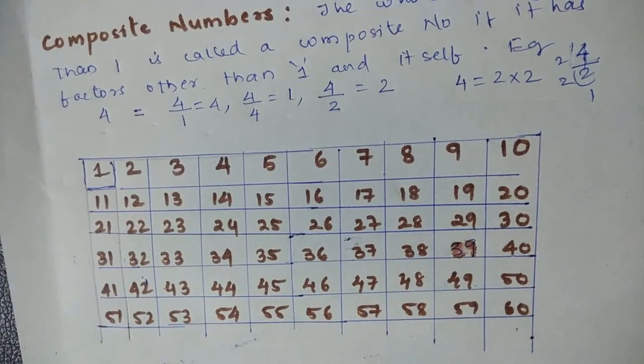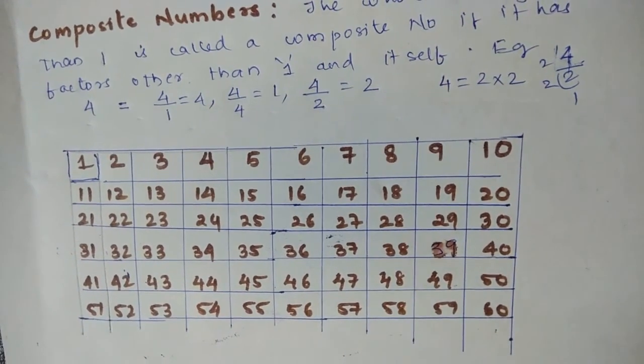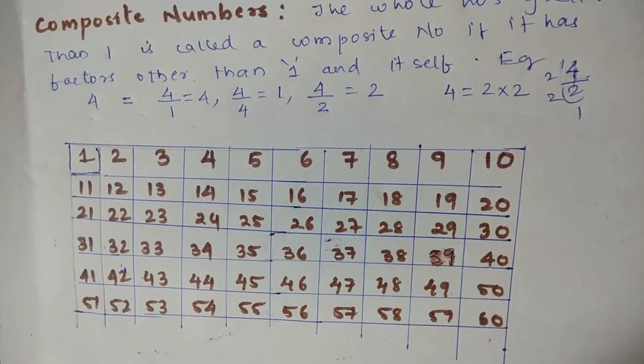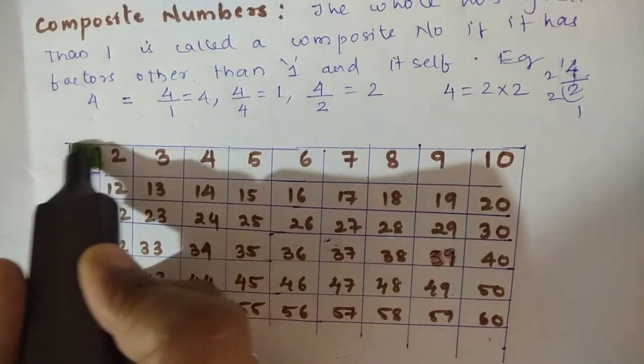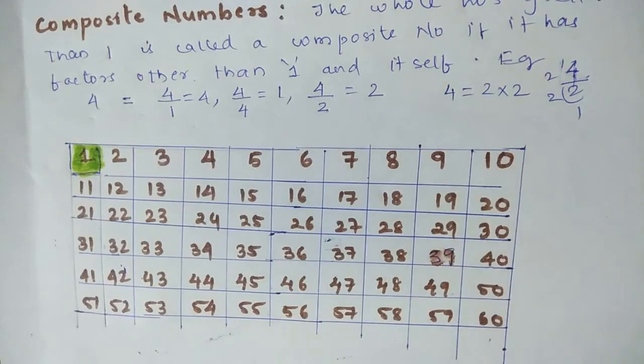Why? Because it is neither a prime number nor a composite number. Yes, so 1 is neither a prime number nor a composite number.